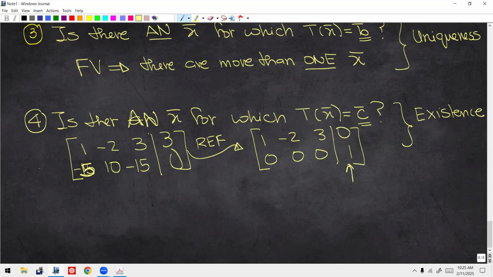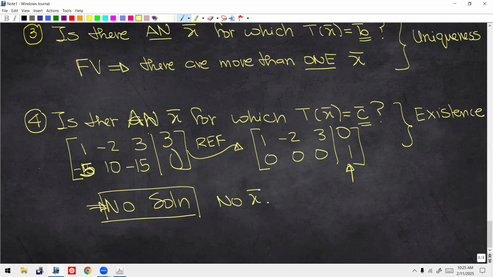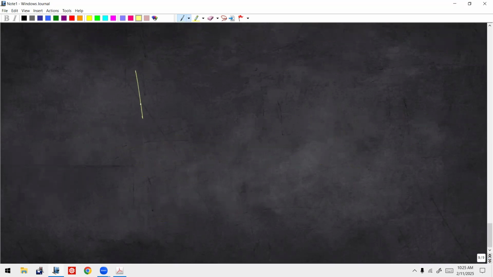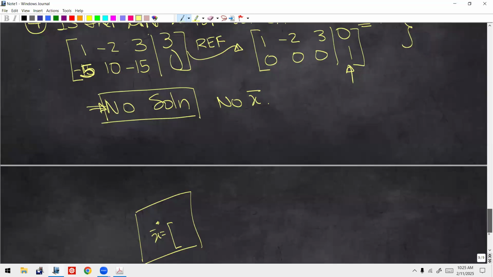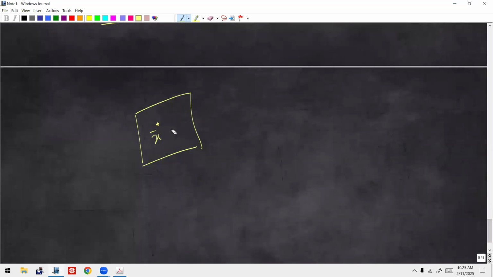Because there's a pivot in the last column of the augmented matrix, this tells me that we have no solution. So this tells us there's no x that'll do that, okay? No x whose image is going to give us c. So what does that mean visually? So let's take a look at that. So it means that I can take some x. In our case, they want us to find some x, sorry. Okay.